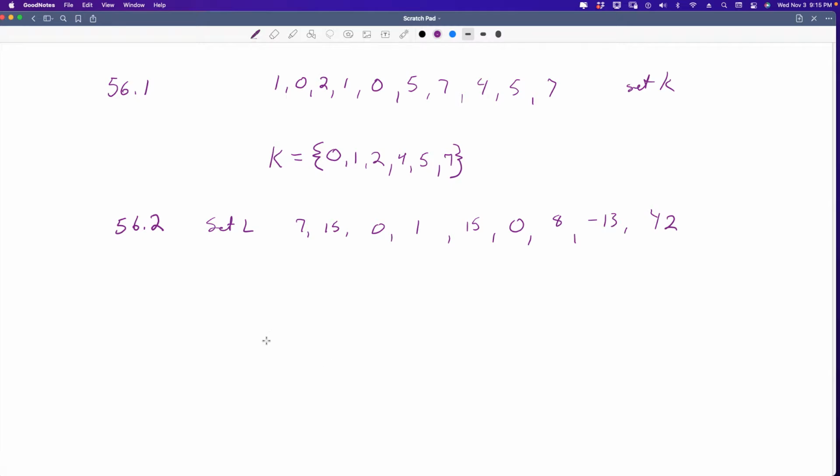So we are going to write these numbers down. We're going to say L is equal to. Now, technically, if you want to be correct, it doesn't matter what order you put the numbers listed. You can put them in lowest to highest. You can put them in highest to lowest. You could just write them down the way they are.